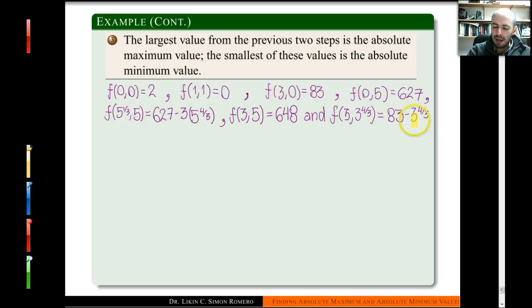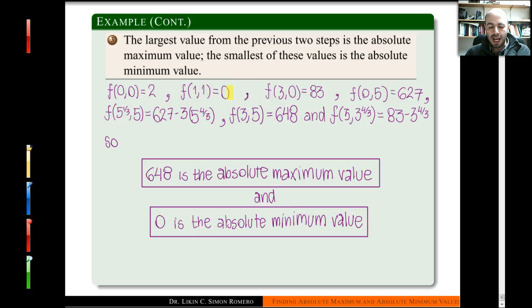So now we just have to find the absolute maximum, or the largest value, and in this case the largest value is 648. Notice that anything else is less, and the smallest one is going to be 0. So what we can conclude is 648 is the absolute maximum value and 0 is the absolute minimum value. And with this we finish this video tutorial for maximizing and minimizing functions in closed bounded domains.